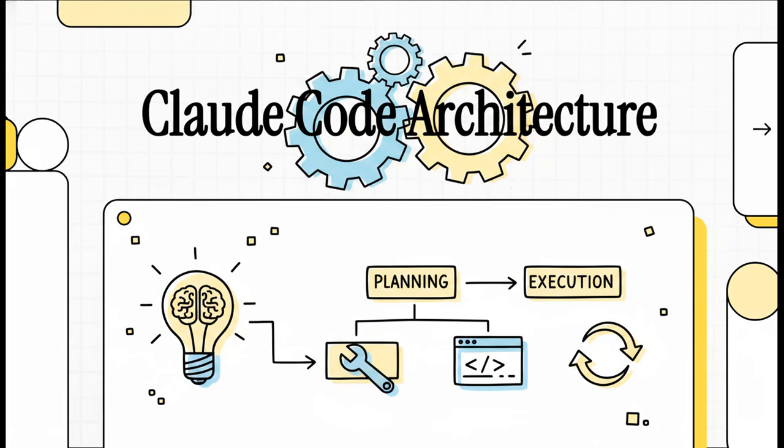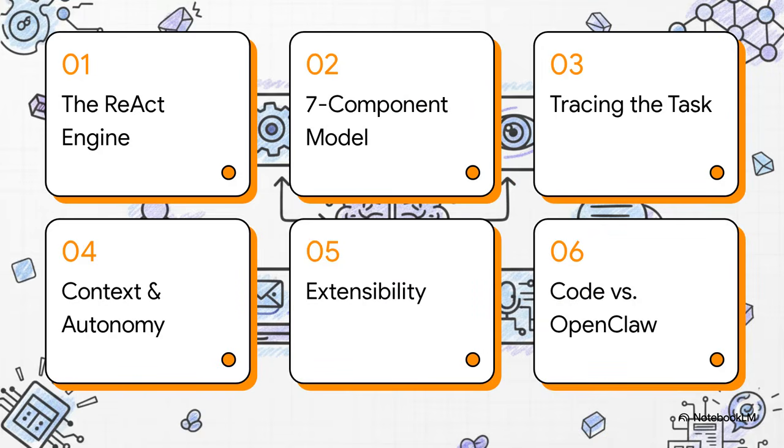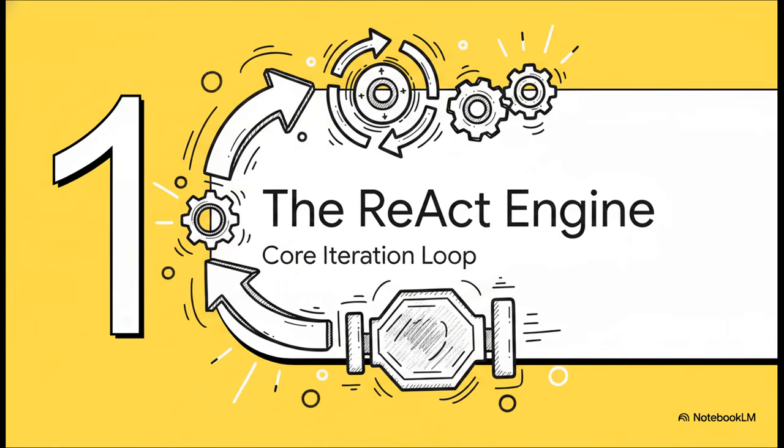Let's get into it. So here is our roadmap for today's explainer. 1. The React engine. 2. The 7-component architecture. 3. Tracing the task. 4. Context and autonomy. 5. Extensibility. And 6. Claude Code versus OpenClaw. All right, let's dive right into section 1. The React engine, the core iteration loop.